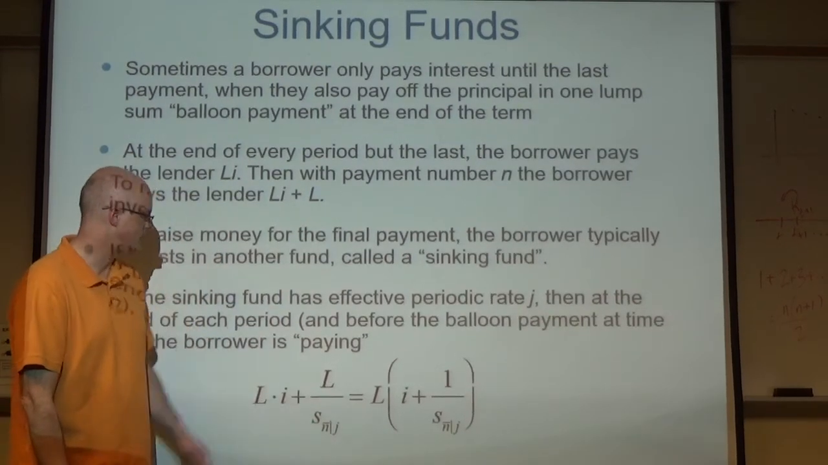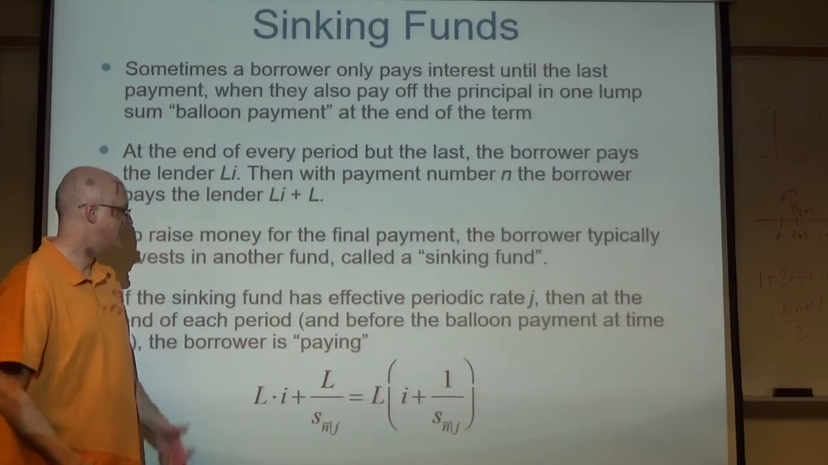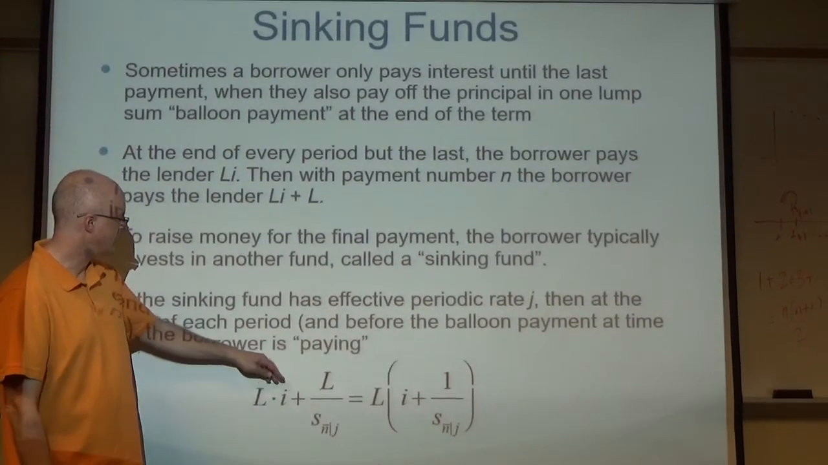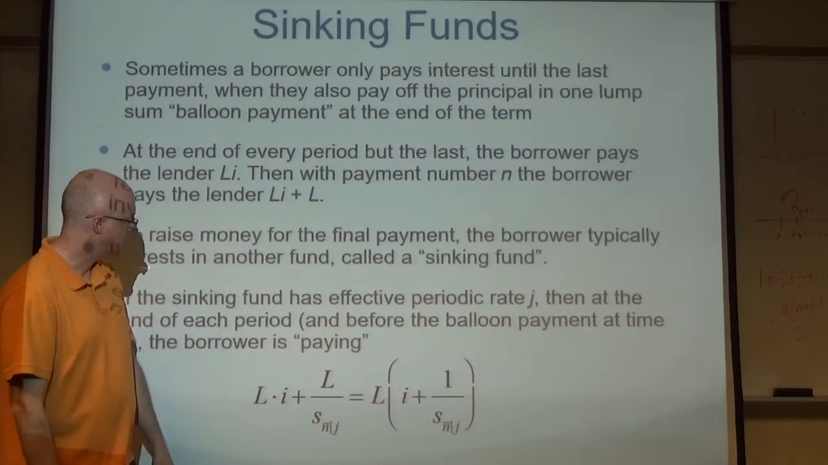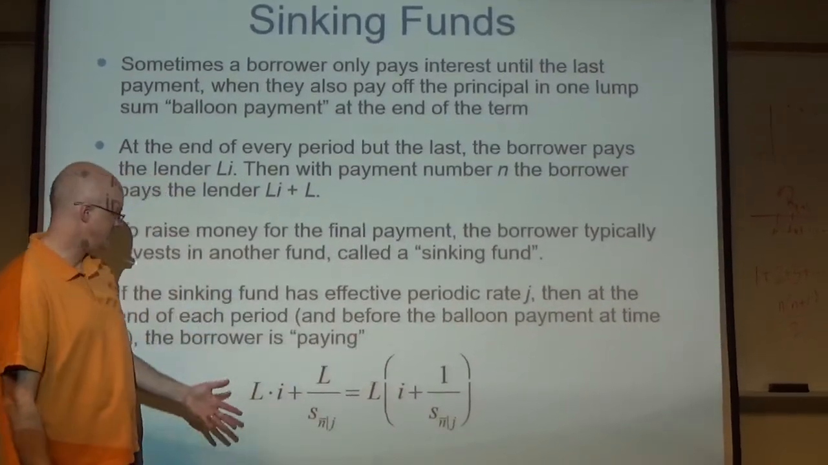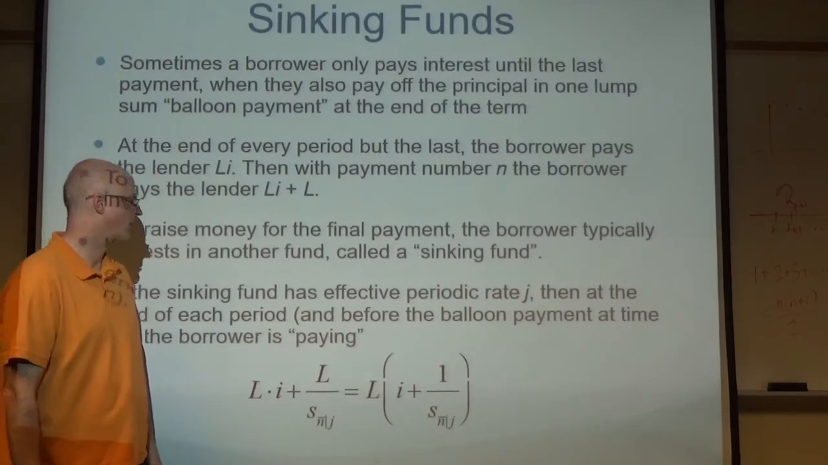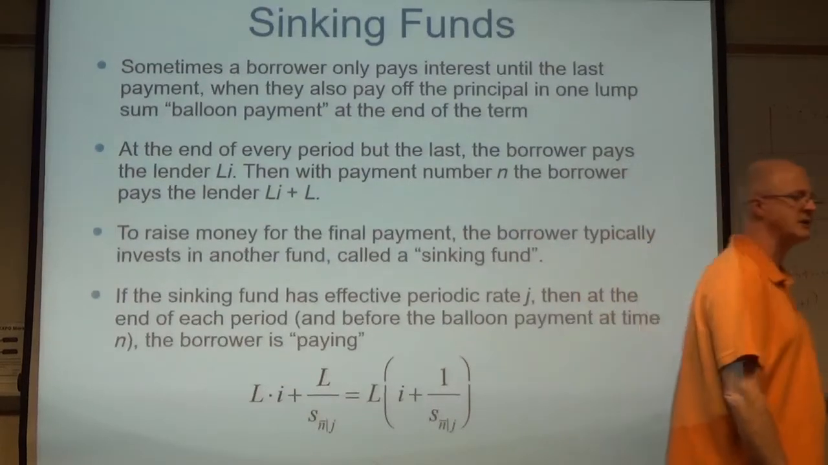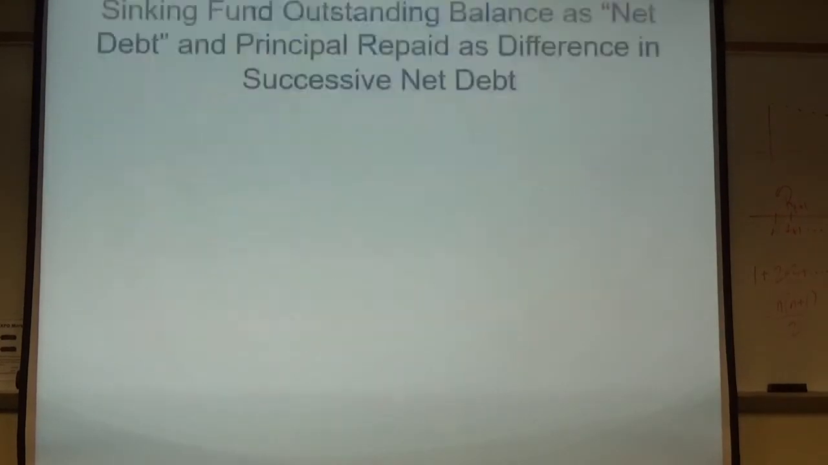That'll be how much you should invest each period to get it to grow to L by time N. You're also making, again, these payments to the lender at the end of each period. You can factor out the L. This is an expression, a formula for how much money you need each payment period for this method.